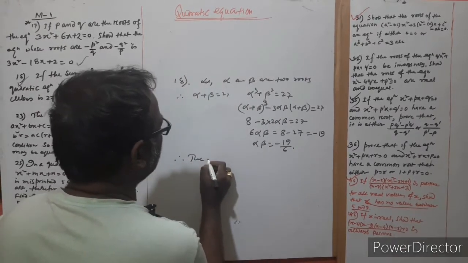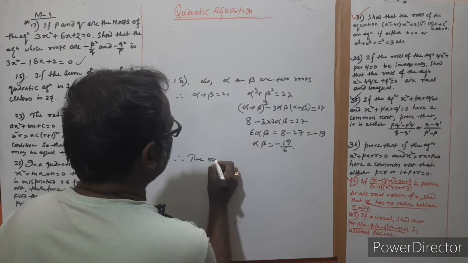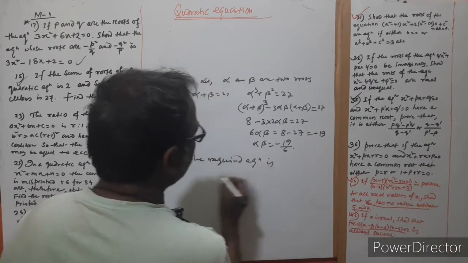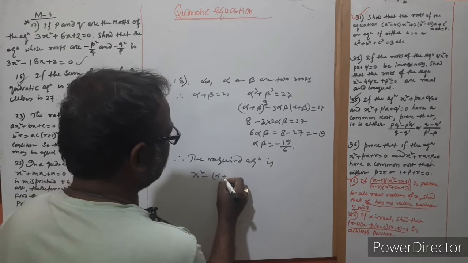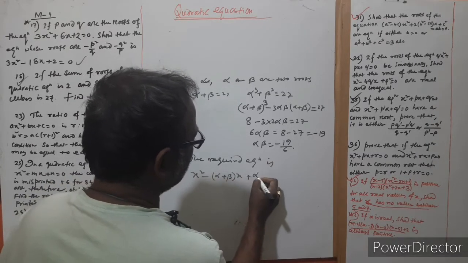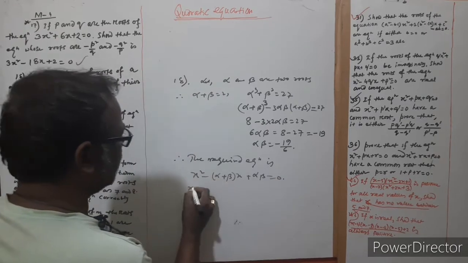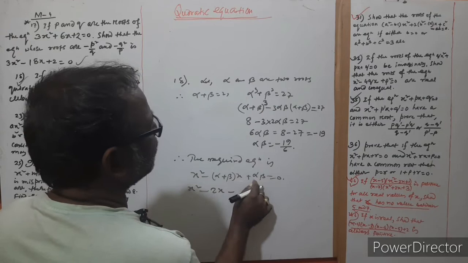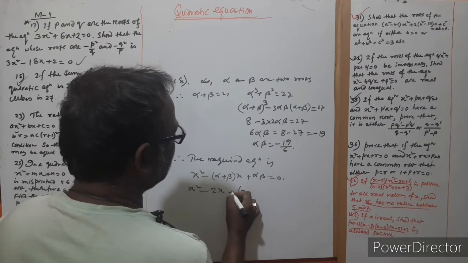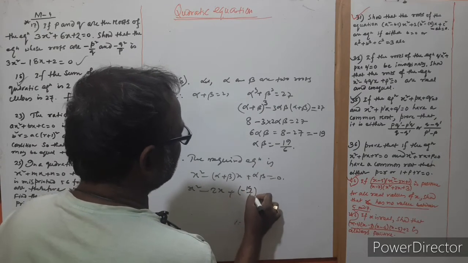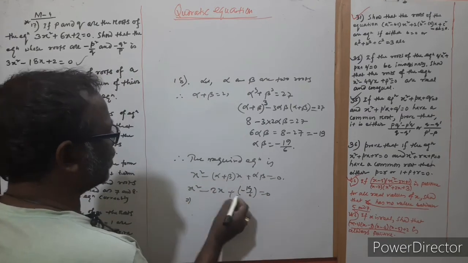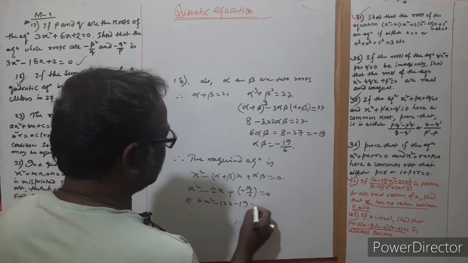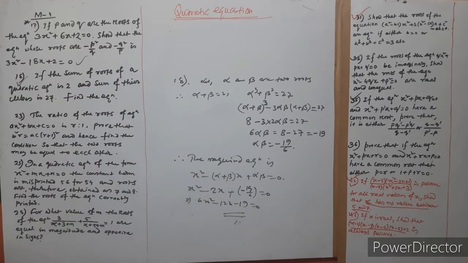Therefore the required equation is x square minus alpha plus beta x plus alpha beta equal to 0. So x square minus the sum of the roots 2x, plus the product, minus 19 by 6. Take the LCM 6, then 6x square minus 12x minus 19 equal to 0. See the solution carefully.